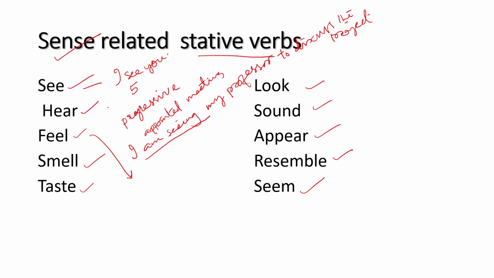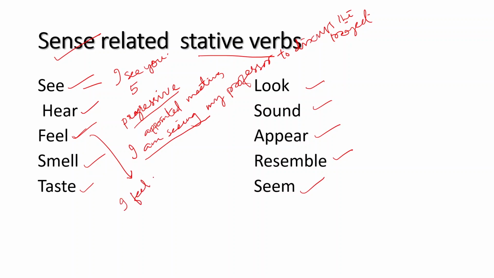Now here, I hear the noise. I hear the sound of the coming bus. They hear the barking dog. So in this sense, we use only the present form or simple form, not the progressive form or present participle form. Feel. For example, we can use this word feel in both dynamic way and stative way.